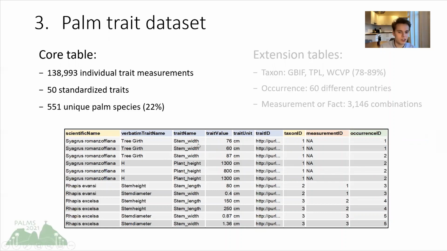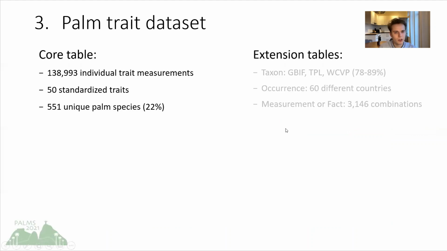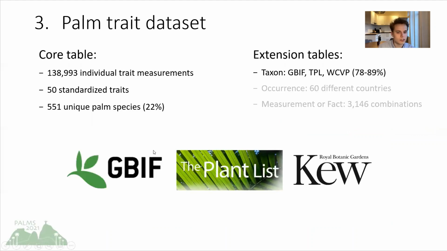And this is what the core table looks like. So you will have your scientific name, the verbatim trait name, so this is how it is used in the original spreadsheets, the standardized trait name, trait value, and trait unit. These are all converted and standardized. And then a trait ID, which is the URI which links to the trait name. And then the 3 different columns relating to the extension tables.